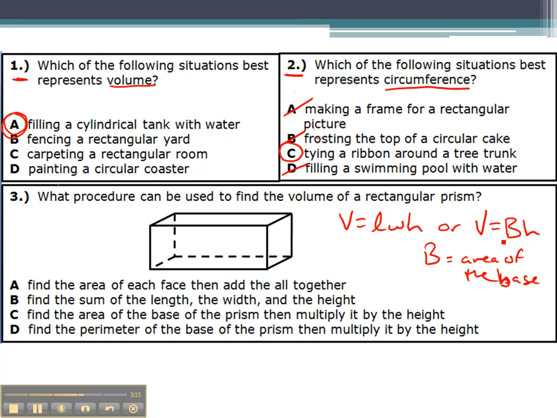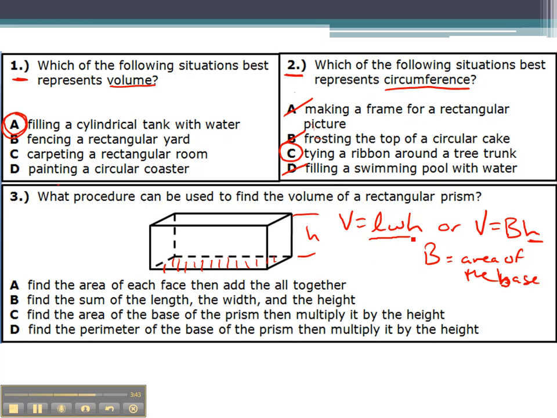So the area of the base, in this case, since our base is a rectangle, we'd be talking about the area of a rectangle times the height of the prism. So let's look at these answer choices. Find the area of each face and then add them all together. That's not right. That's surface area, which you'll be learning next year. Answer choice B. Find the sum of the length, the width, and the height.